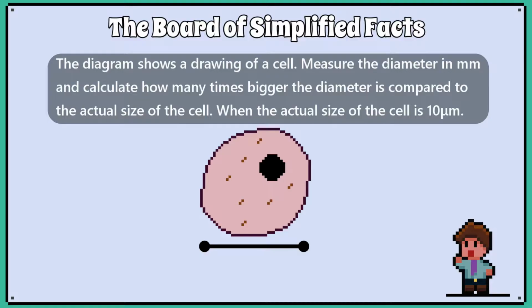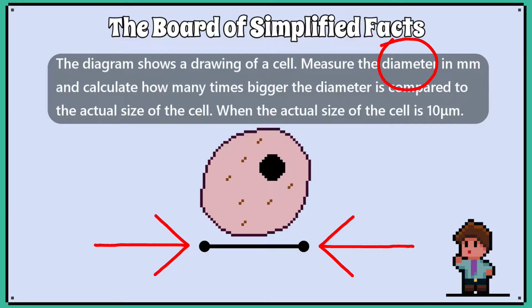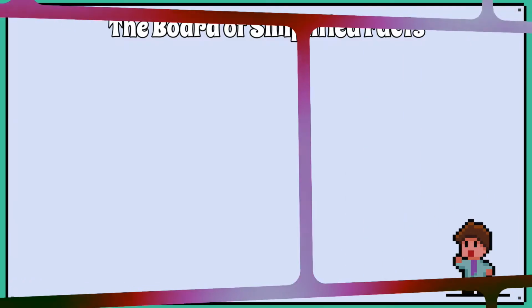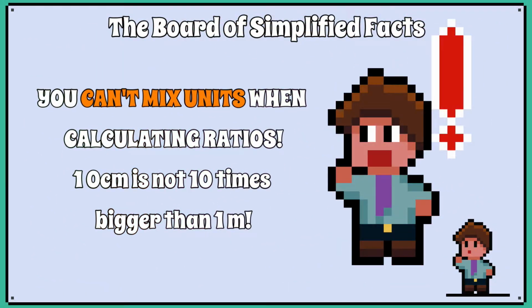Here we have a picture of a cell and the question asks us to measure the diameter. Then it wants us to calculate how much bigger the drawing is compared to the actual size of the cell. And note, it provides us with the actual size of the cell as 10 micrometers. Before we do anything with our ruler, I want to stress the importance of checking our units of measurement because we can run into problems if we overlook them.